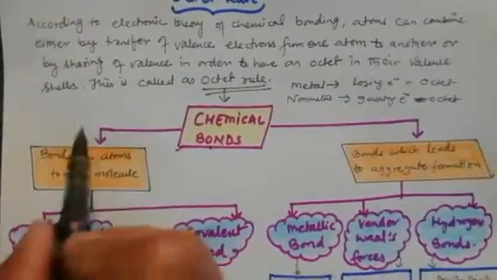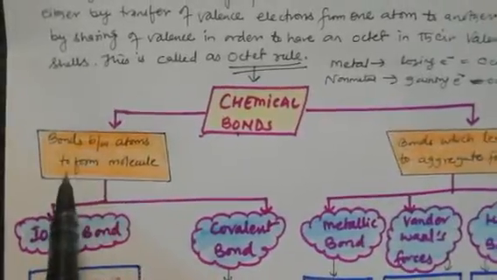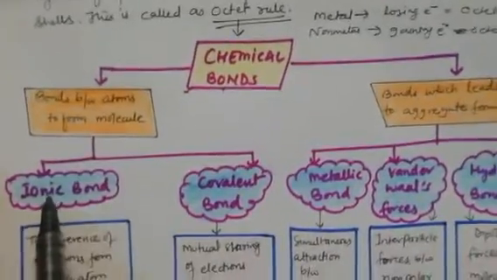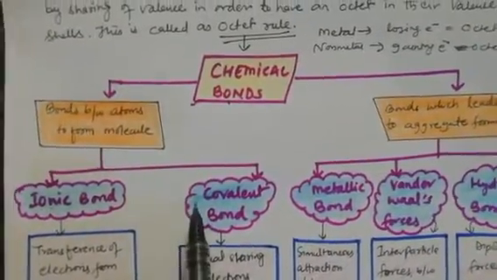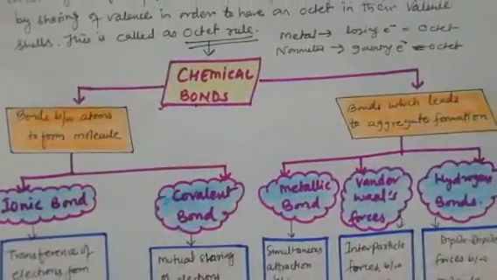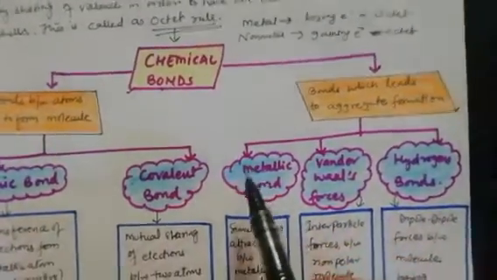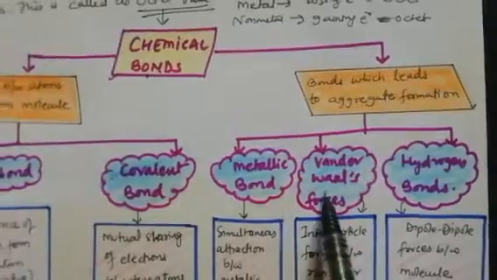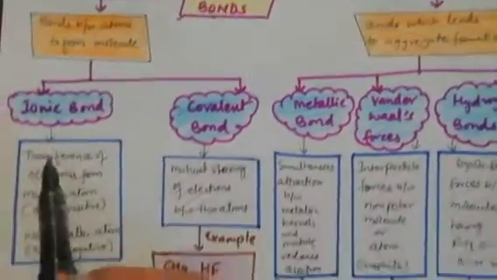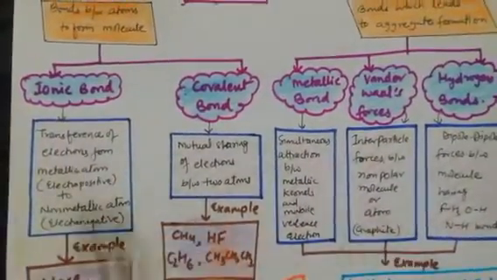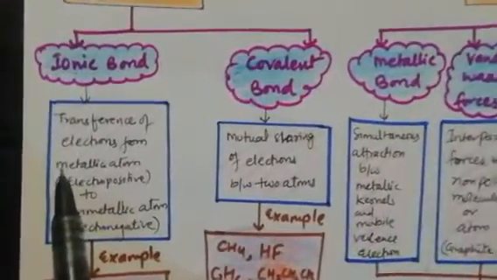Okay, so on this side we will see that if a bond is between atoms to form a molecule, then we have two types of bond: ionic bond and covalent bond. A bond which leads to aggregate formation is of three types: metallic bond, van der Waals force, and hydrogen bond. So basically, what is the difference between all five types of bond? First, understand with the help of their meaning.